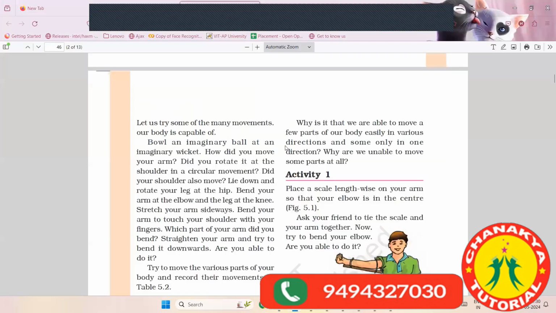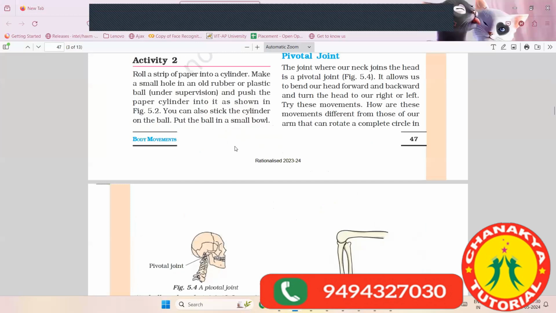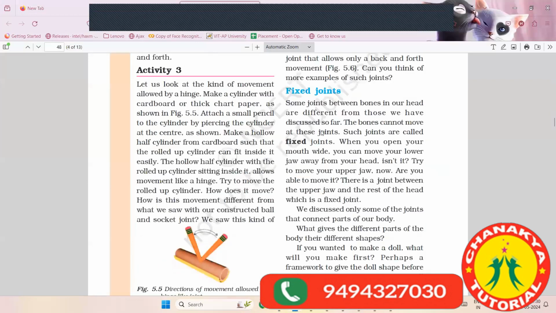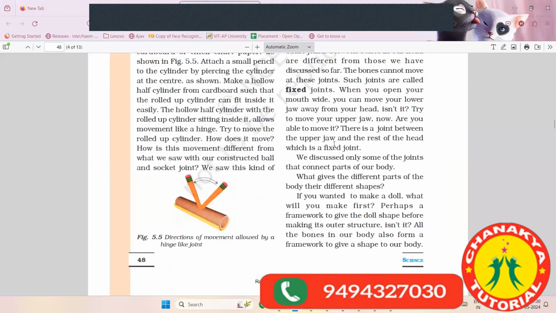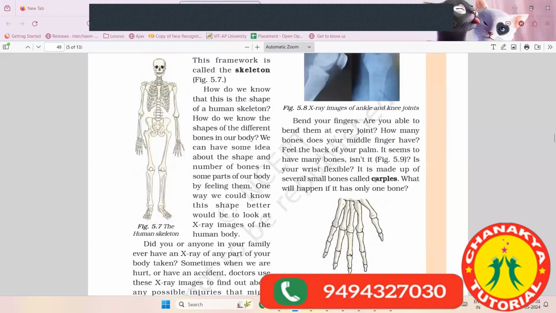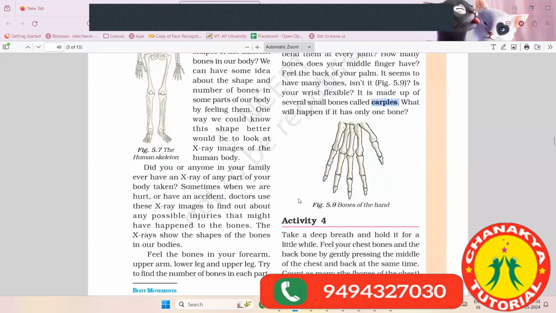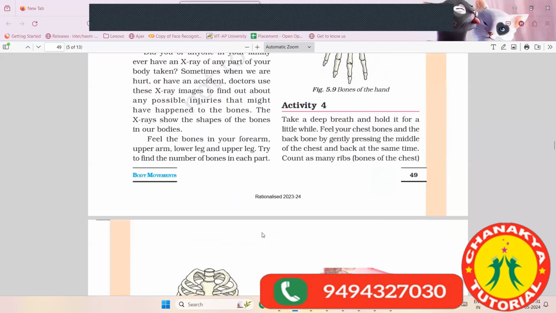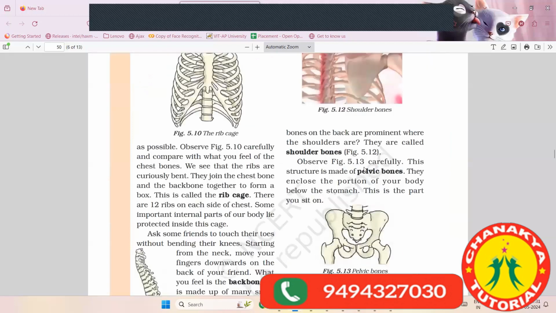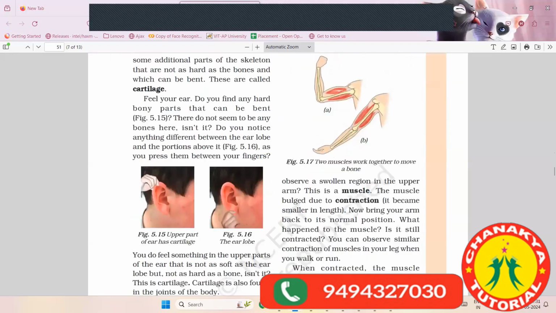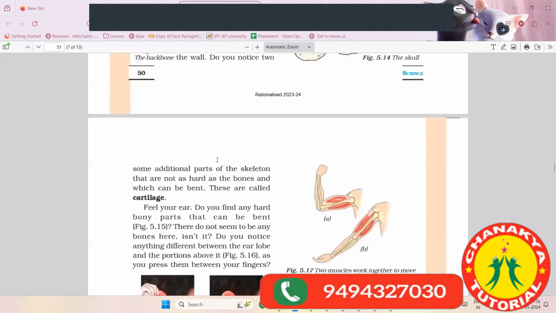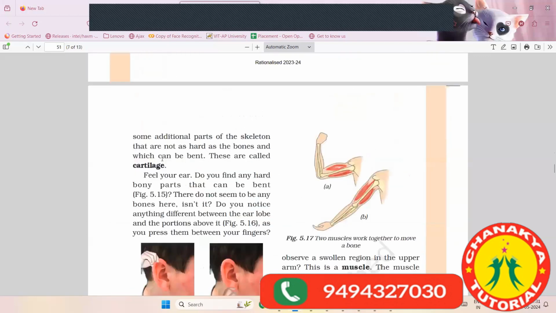Basically, we completed pivot joint, we completed hinge joints, and now we'll go to fixed joint. That is the skeleton. We will learn about the bones of the hand, carpals. It is made up of several small bones called carpals or phalanges. Then shoulder bones, pelvic bones, backbone, rib cage, everything we have. And cartilage, what is in cartilage? The upper part of an ear has cartilage.